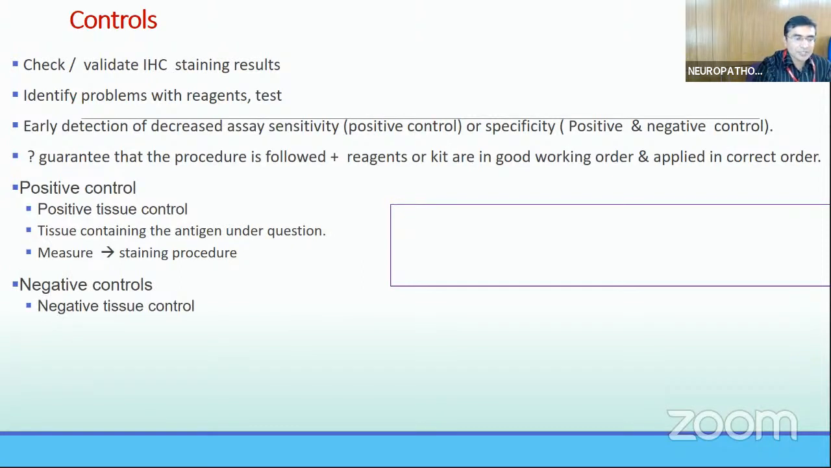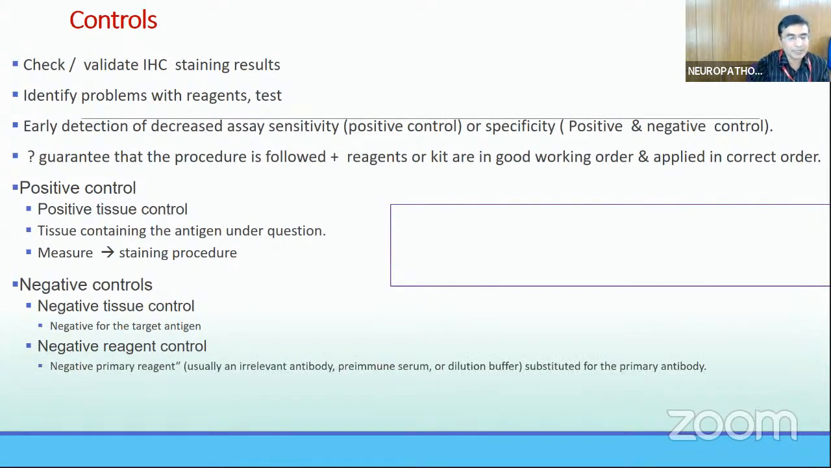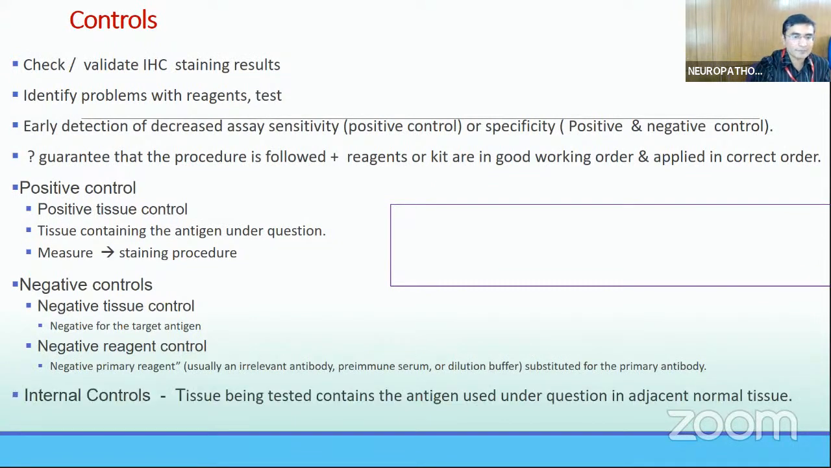One is negative tissue control. That means tissue does not contain the antigens and it should not show any positive reaction. If it shows, that means it is non-specific. And next is negative reagent control. This is only to test for reagent strength or weakening or some alteration. So you just have to skip the primary antibody or substitute the primary antibody with any other components like buffer, serum, like that.